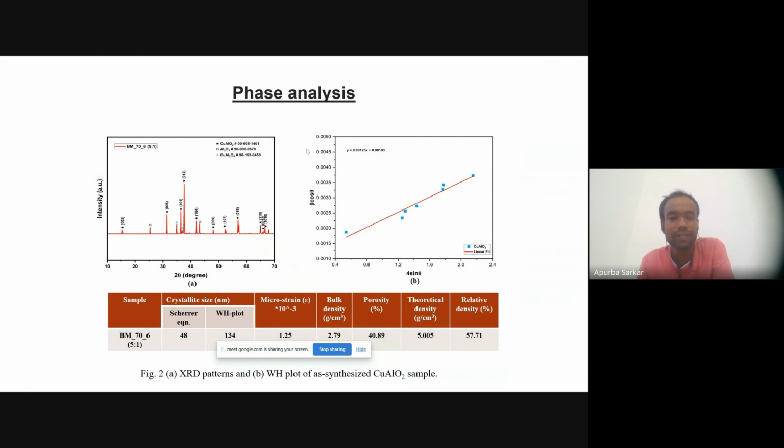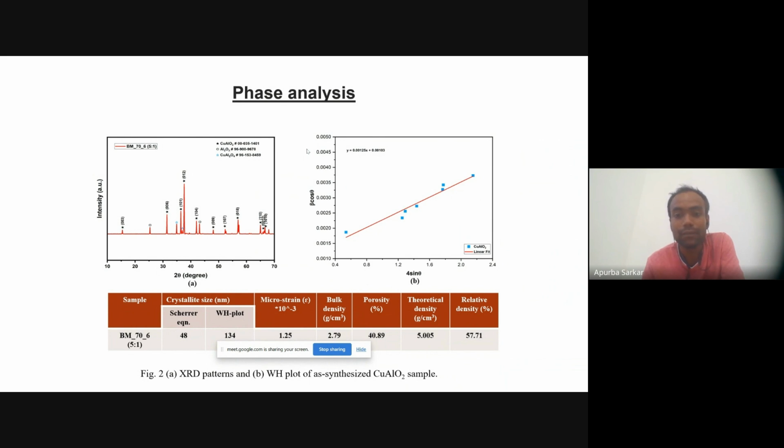For phase analysis, we have taken the X-ray data. Figure 2, left hand side figure, shows the X-ray data. This reveals the formation of the CuAlO2 Delafossite phase with minor unreacted aluminum oxide and spinel phase CuAl2O4. A CuAl2O4 spinel phase may occur during the cooling duration.